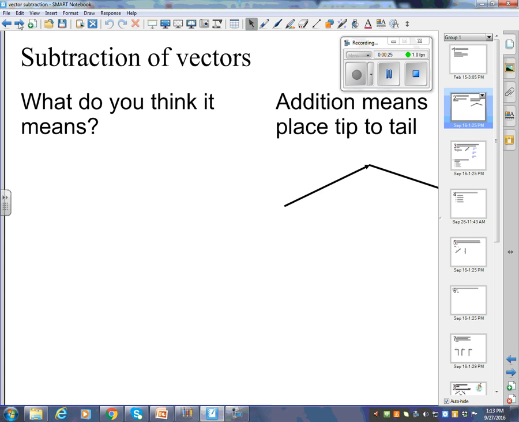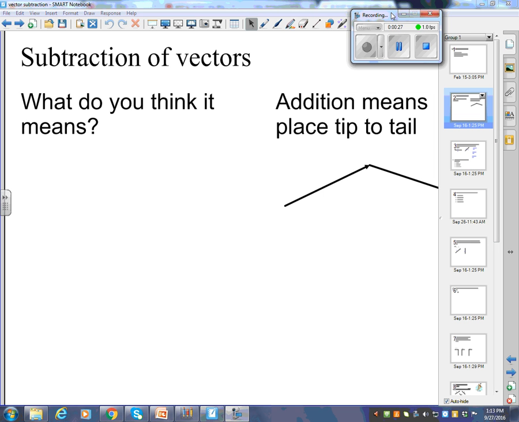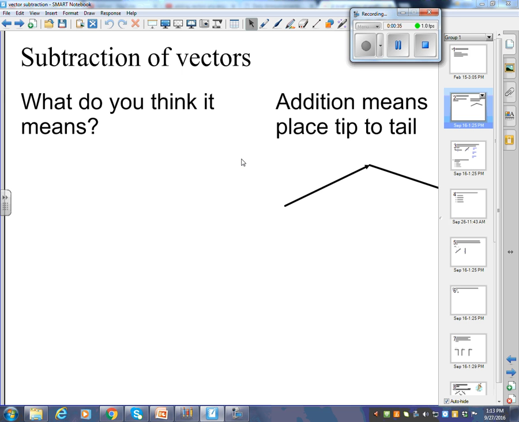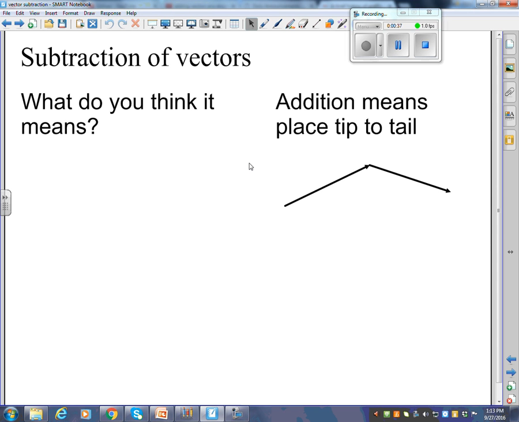So let's begin. What do you think subtraction of vectors means? Keeping in mind that addition means placing things tip to tail. What do you think? Any ideas? First thoughts? Gut instincts? Go ahead, Travis. Tail to tip. It's not the same thing? Tip to tip, maybe?